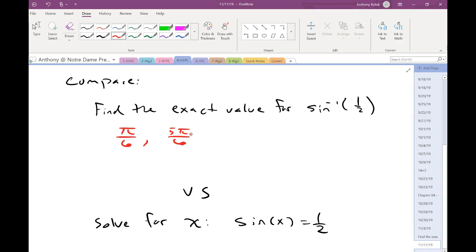Is that it? Nope. One of these values is an impossible thing to get. Here's the range for sine inverse of 1/2.